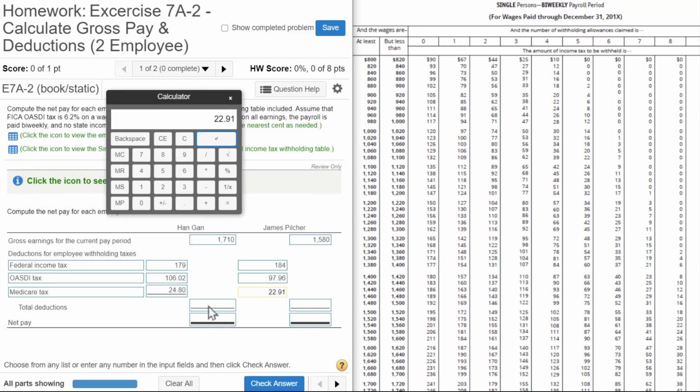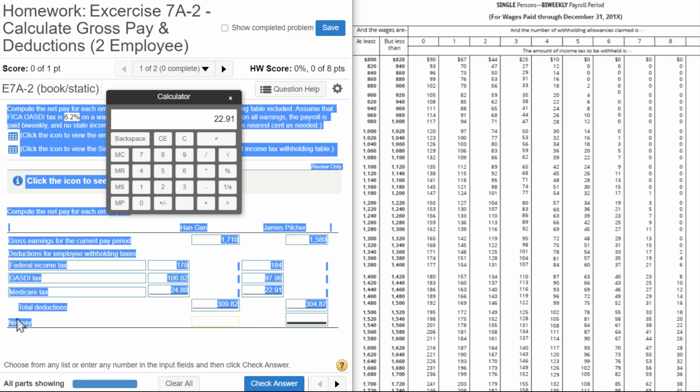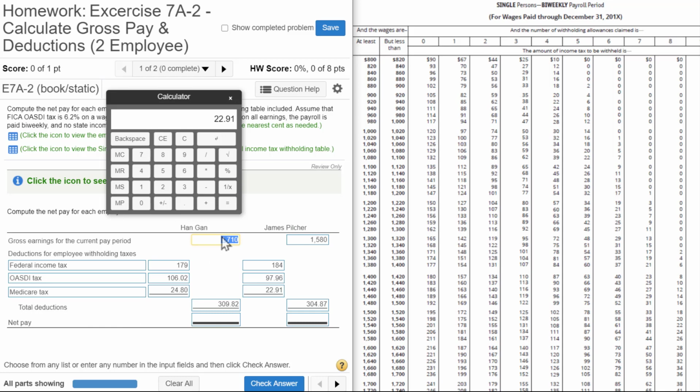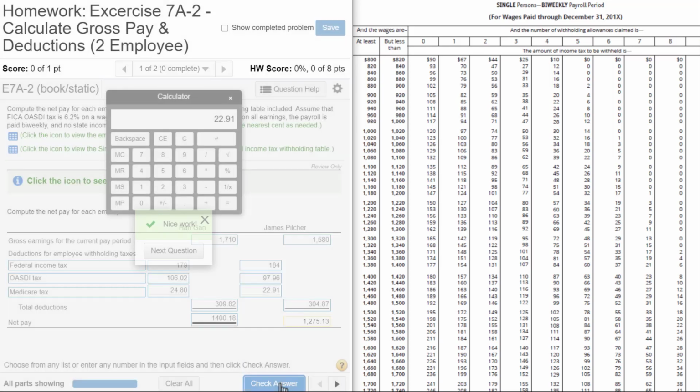So then to figure out the total deductions, we're going to add 179 plus 106.02 plus 24.80. That gives us 309.82. And I'm going to do the same for James. 184 plus 97.96 plus 22.91 gives us 304.87. And then to calculate net pay, I'm going to take 1710 minus 309.82, which gives us $1,400.18. For James, we take 1580, subtract total deductions of 304.87, which gives us $1,275.13. And that's it.